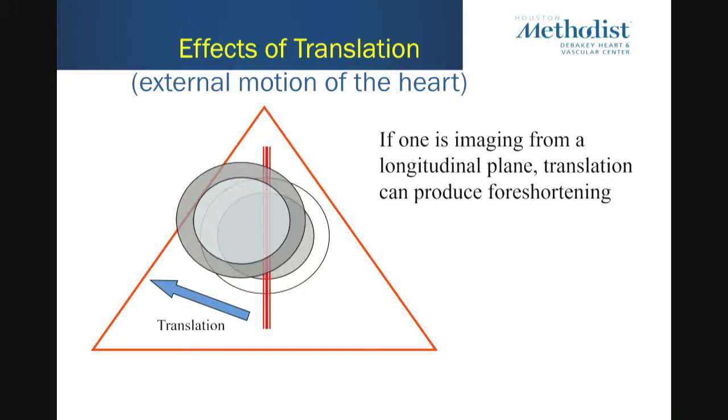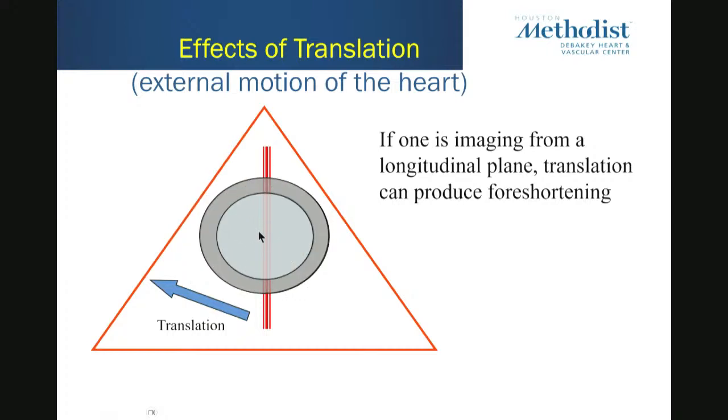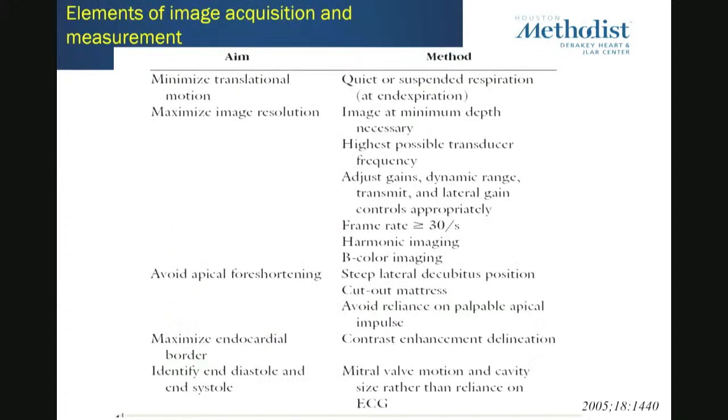And then you have patients that have translation, the most common one after cardiac surgery. So in end diastole, you could be perfectly positioned, but by systole, the heart has moved and now you're foreshortening. So this foreshortening problem is really the Achilles tendon of echo that we live with every day, and we try everything we can to try to overcome it. So how do we do that? Well, there are some tricks.